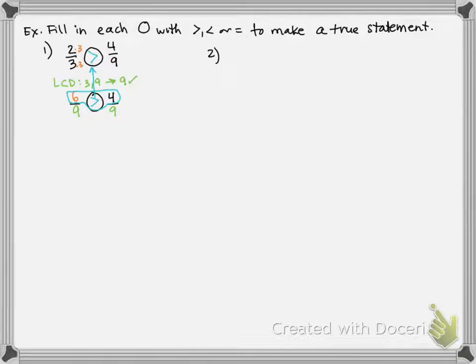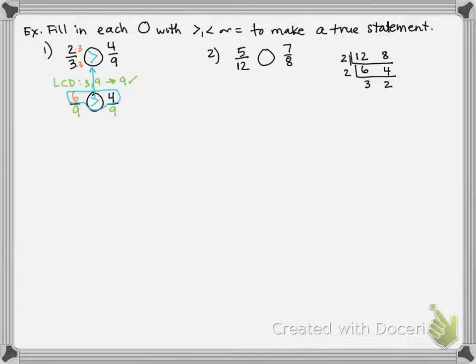What if I have 5/12 and I want to compare it to 7/8? Now the 8 doesn't go into 12, so I'm going to use the factor ladder. Remember we used that back in, I think, chapter 1. They're both even, so I can pull out a 2. 12 divided by 2 is 6, 8 divided by 2 is 4. They're still both even, so I can pull out a 2. 6 divided by 2 is 3, 4 divided by 2 is 2. There's nothing more I can get.